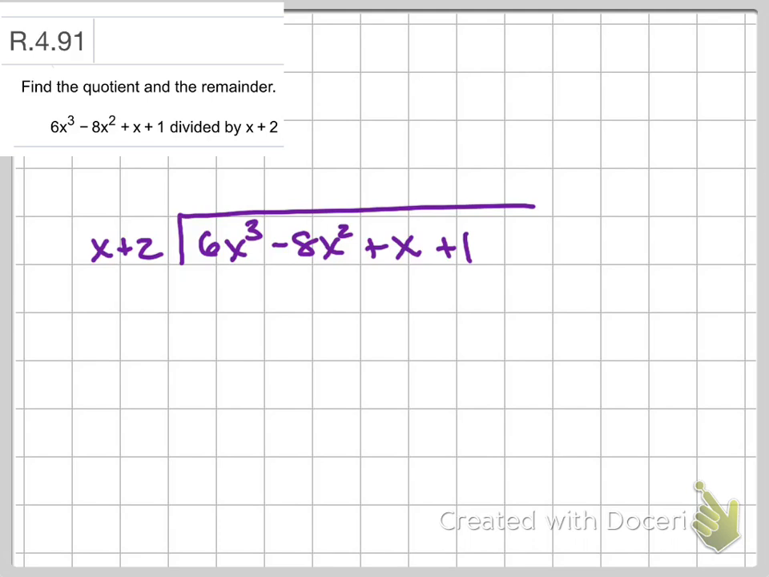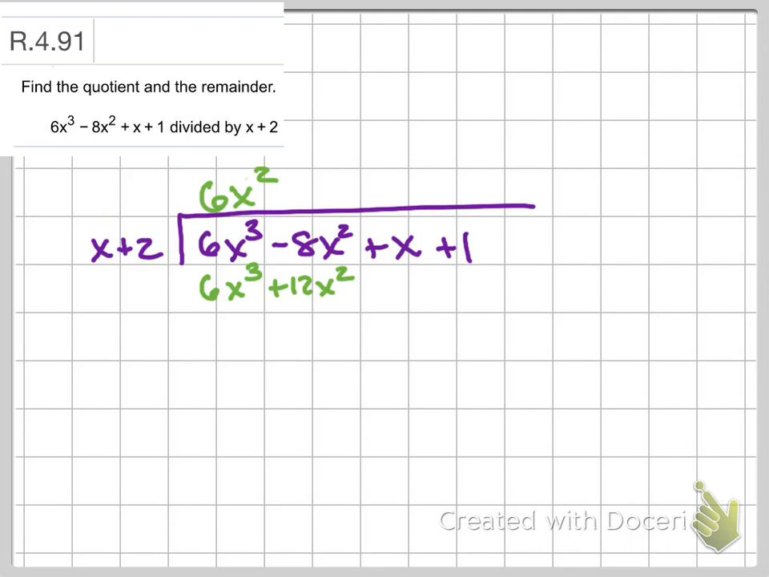I'm going to switch colors here, so let's change to green. First thing we're going to look at is, what do we multiply an x by to turn it into a 6x cubed? So we multiply x by 6x squared to turn it into a 6x cubed. Then we need to distribute the 6x squared to both the x and the 2, to all of the terms in the divisor. 6x squared times x is 6x cubed. 6x squared times 2 is 12x squared. Right here is the first place for some possible mistakes, so pay close attention.